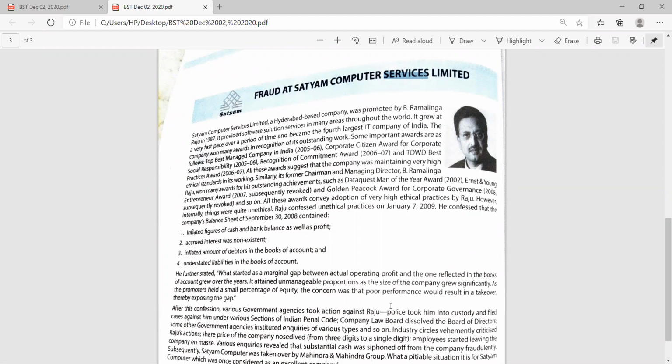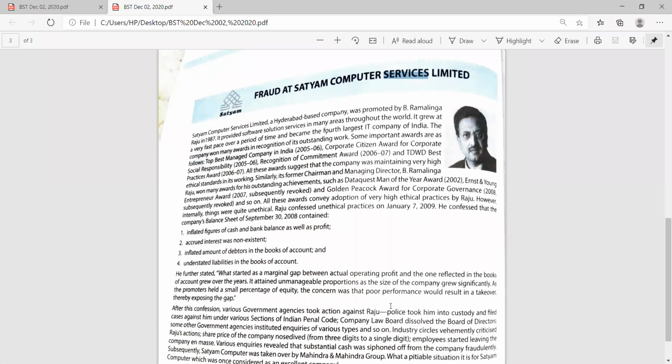I will not ask from you. I just want to check your point of view, whether you are aware about that scam, that fraud done by Satyam Computer Services. Is anybody aware? Have you ever heard it on a news channel or read it in the newspaper? Okay, you don't have any idea. Okay, no problem. Let's read it, then it will be clear to us.